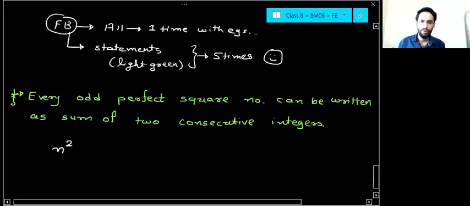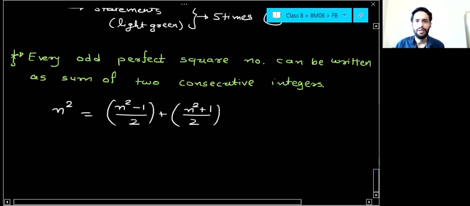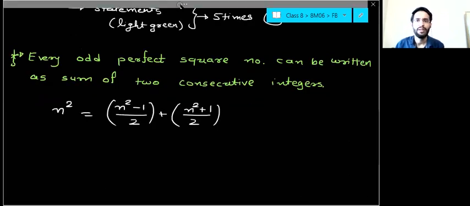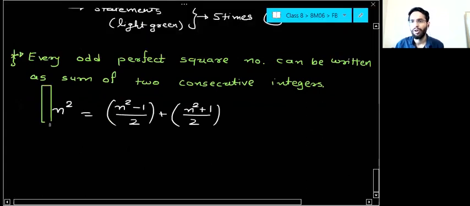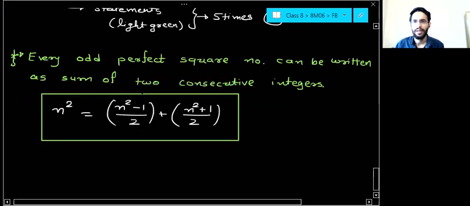Square of odd will give you odd and square of even will give you even. If n square is your odd number, it can be written as (n square minus 1)/2 plus (n square plus 1)/2. So these are your sum of consecutive numbers, where definitely your n should be an odd number. Now let me explain this with examples as well.